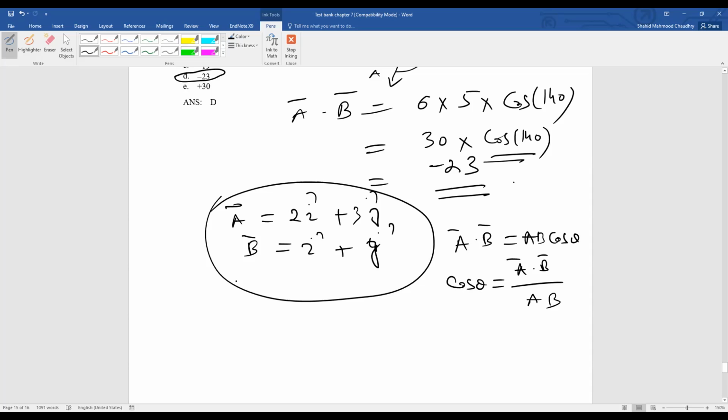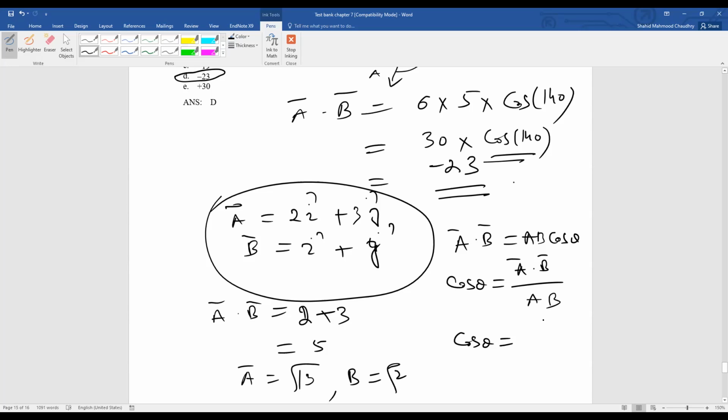First find A dot B. A dot B will be 2 ones are 2, plus 3, which is equal to 5. So A dot B is 5. What is A? A is 4 plus 9 under root, which is root 13. And B will be 1 plus 1 under root, root 2. So cos of theta is equal to 5 divided by root 13 multiplied by root 2. You can solve it in the calculator, and this is your angle.